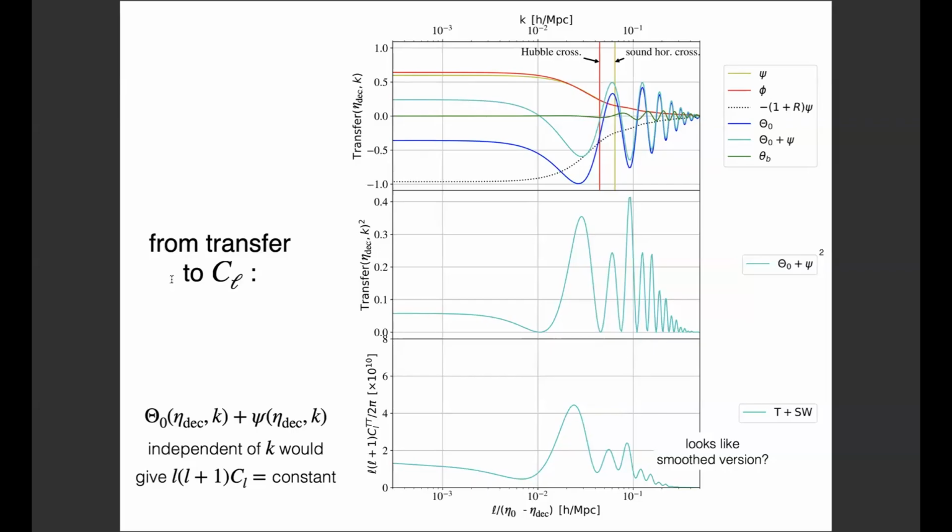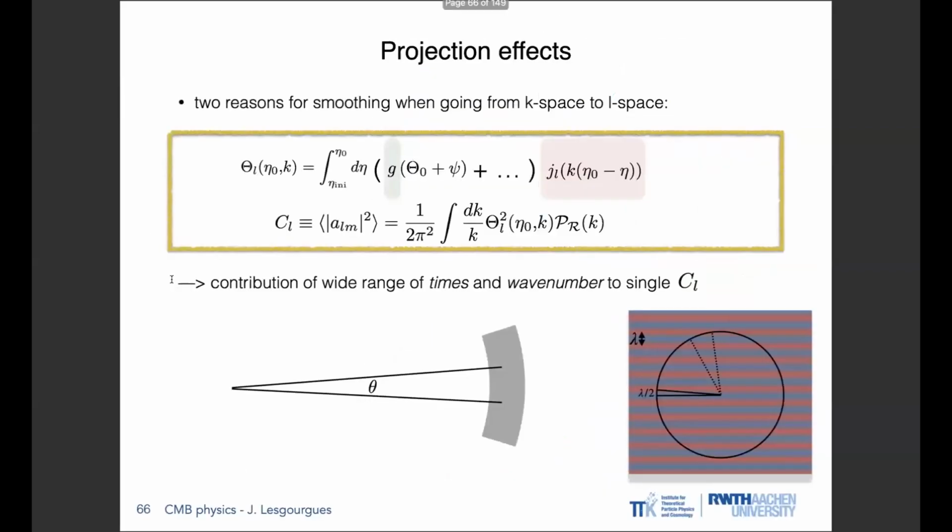When you do a smoothing of a curve, you decrease the contrast between maxima and minima, and this is what occurs when you go from here to here. So our picture that there is a one-to-one correspondence is only approximate. In fact, there is a smoothing. And the smoothing has several origins.